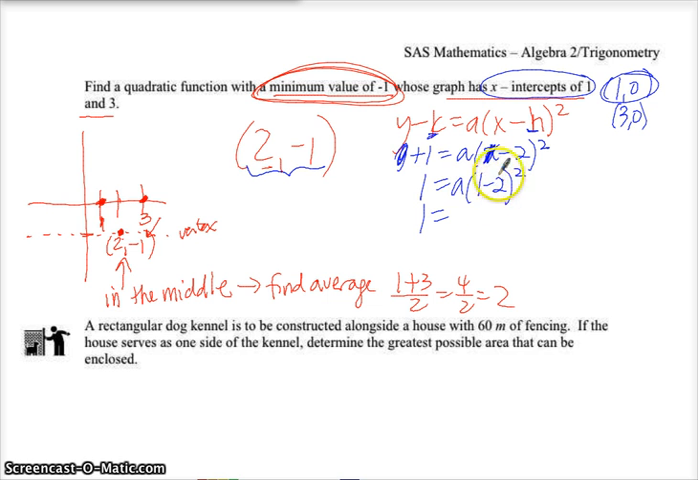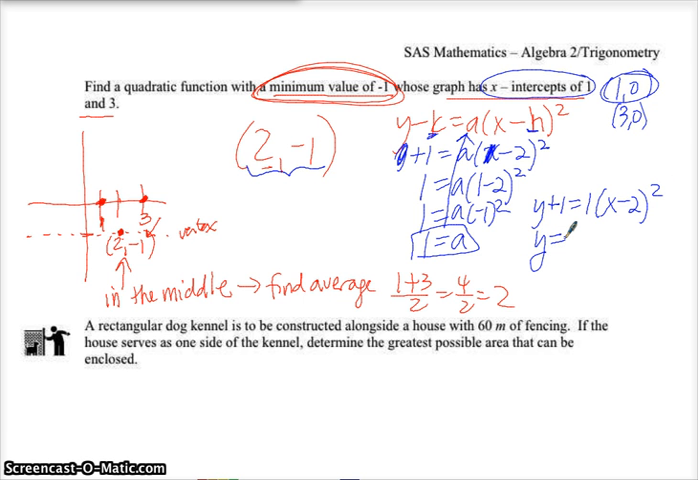0 plus 1 equals a times 1 minus 2 squared. Well, you can see here, 1 minus 2 is negative 1, but negative 1 squared is positive 1, so a equals 1. But that's not the quadratic equation, that's just a. So then you'd have to go back, substitute it in here, and then resolve. So y plus 1 equals 1 times x minus 2 squared.